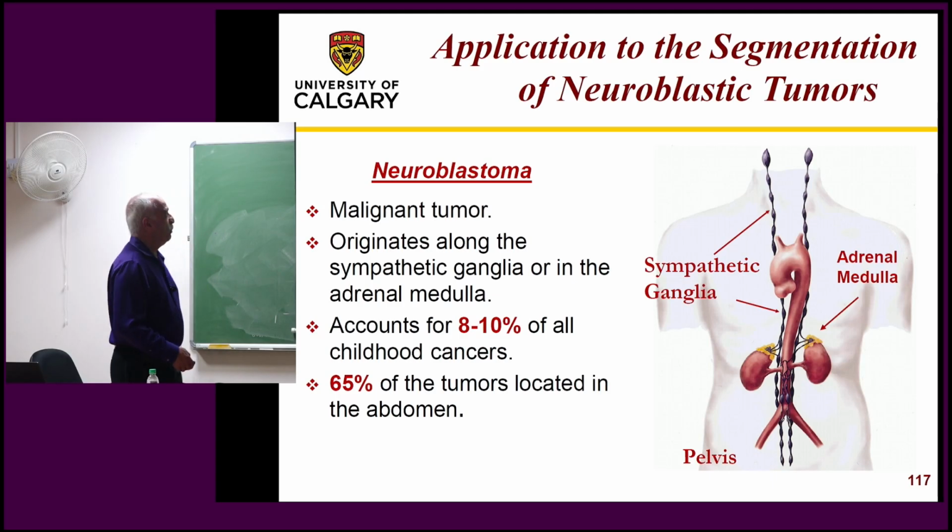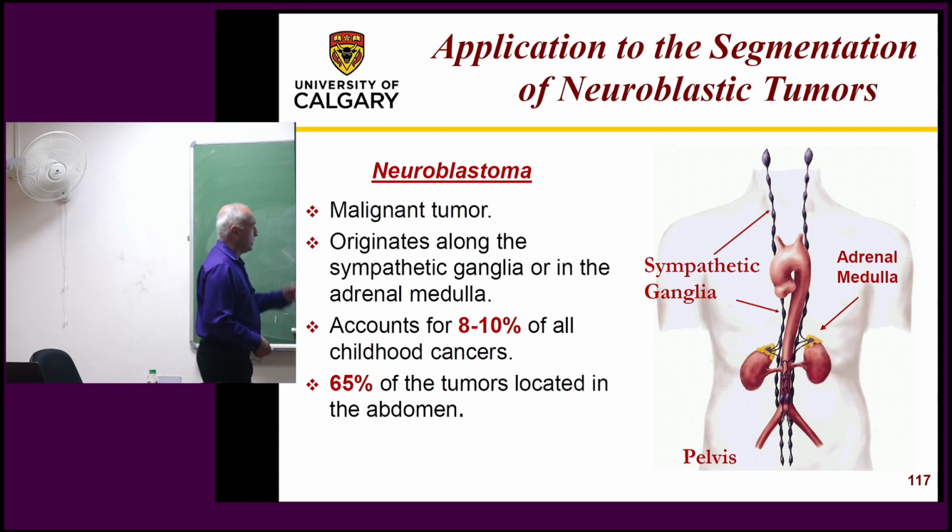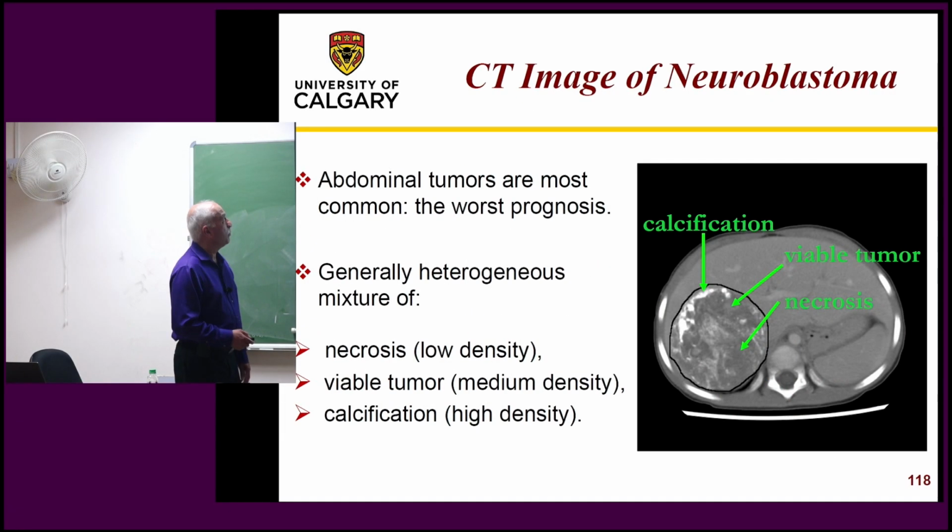So the tumor due to neuroblastoma, the nature of neuroblastoma is that it's a malignant tumor. It originates along the sympathetic ganglia or in the adrenal medulla, as shown here, and accounts for 8 to 10% of all childhood cancers. And most of the tumors, 2/3 of them, are located in the abdomen.